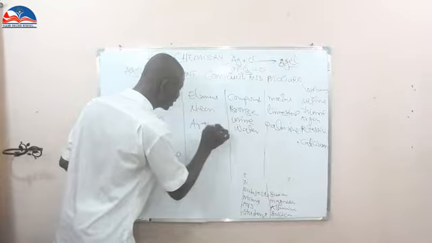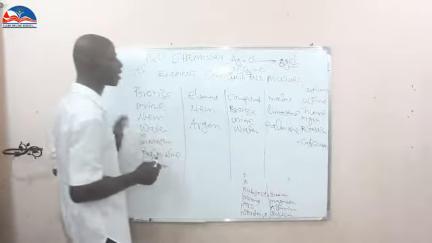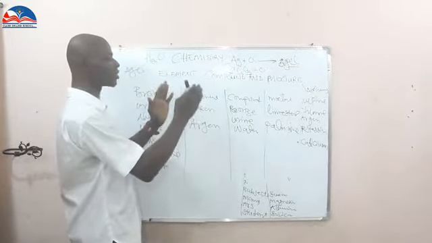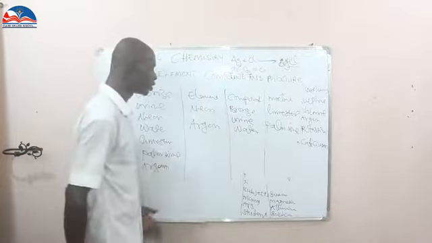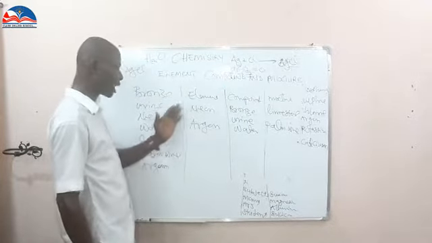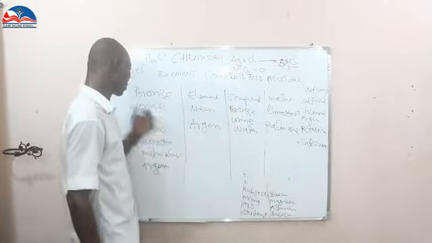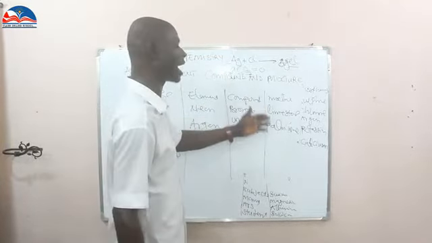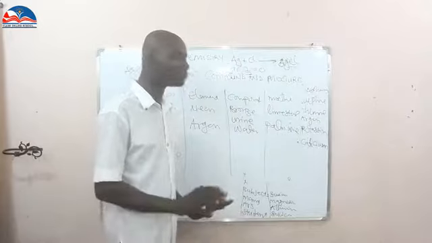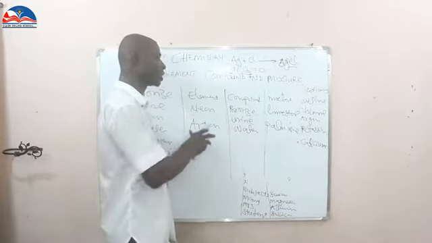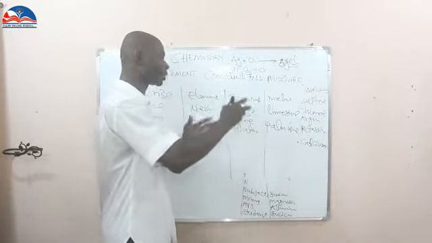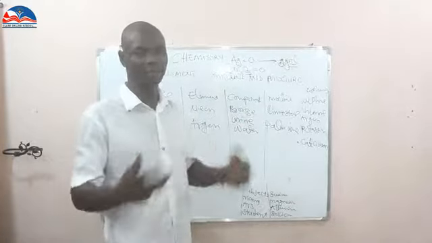So with this, you have classified all these into element, compound, and mixture. You can see it. Under element, you have neon and argon. Under compound, you have bronze, urine, and water. Under mixture, you have limestone and palm wine. This makes these substances fall into different categories of element, compound, and mixture.